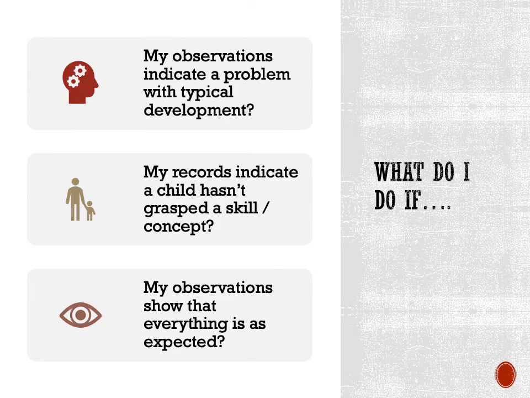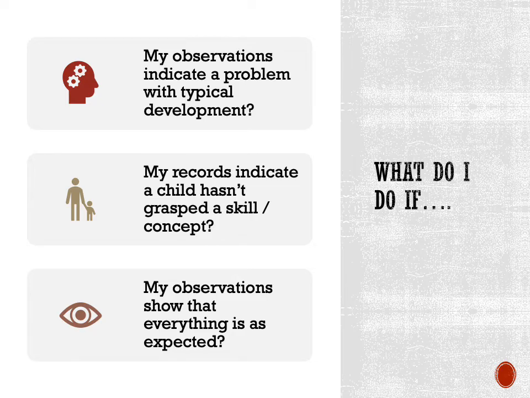So let's have a think about some issues that could happen. So my observations indicate a problem with typical development. Do more observations, because what we want to know is definitively, are things working or not? So if your records indicate that a child hasn't grasped a skill or concept, how is that going to change with your planning? So how are you going to make sure that you are giving the best opportunities for that child to improve and be able to demonstrate that skill or concept to you? And finally, woohoo, your observations show everything is as expected. So that's great. Just do regular observations to make sure everything is on track.